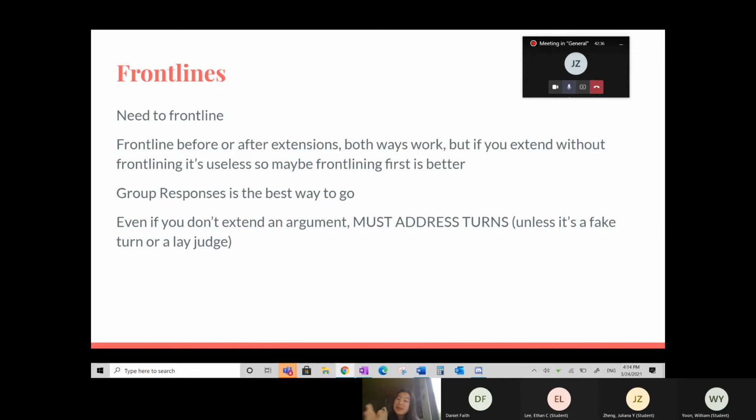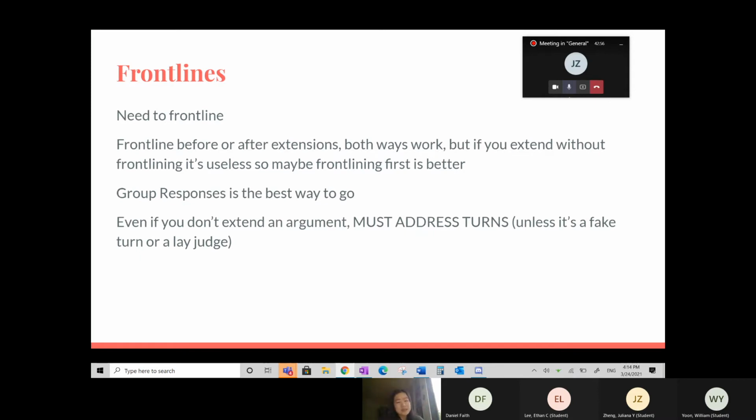You just completely ignore it, and then you're on your second contention, right? The judge has a very low threshold of voting for you, probably zero, right? Because you didn't even respond to anything that they said. So basically, you're agreeing with your opponent that everything they said is probably true, right? So you always want to frontline.